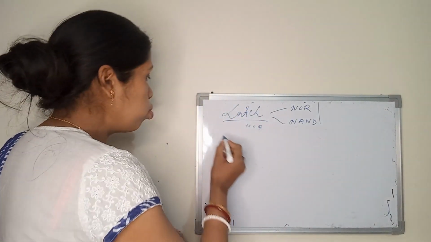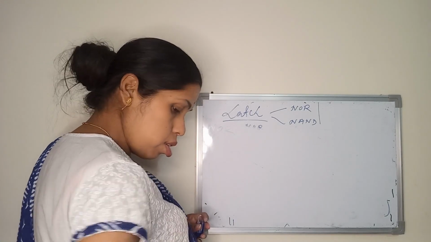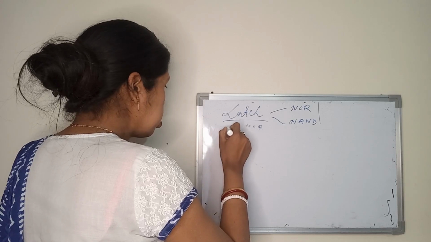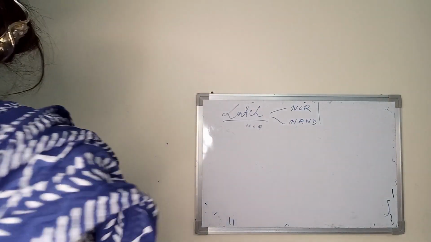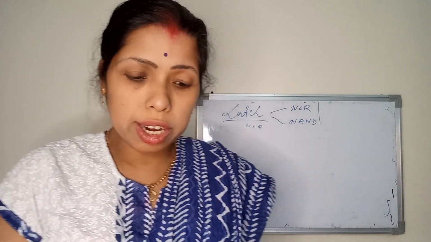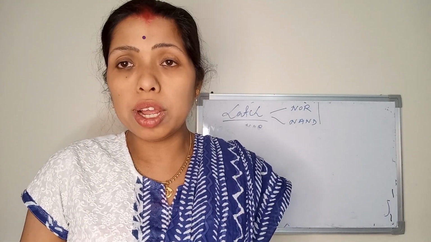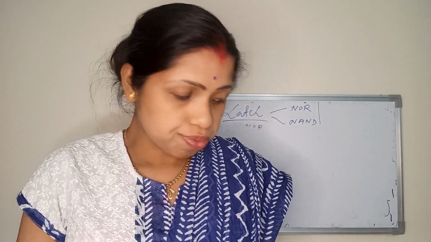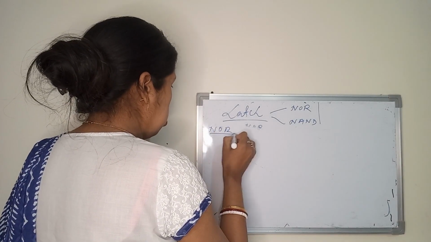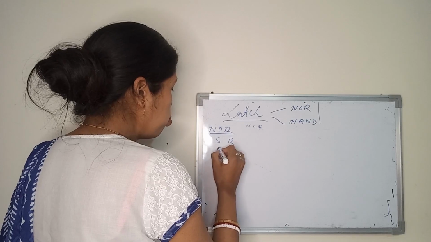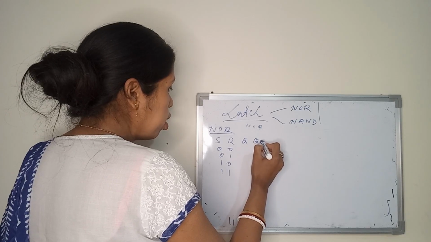So if you try to recall the NOR latch, what will happen here? In the NOR latch, two inputs are given at the input side terminals. So S and R are the two inputs: 00, 01, 10, 11. And the outputs are Q and Q prime.